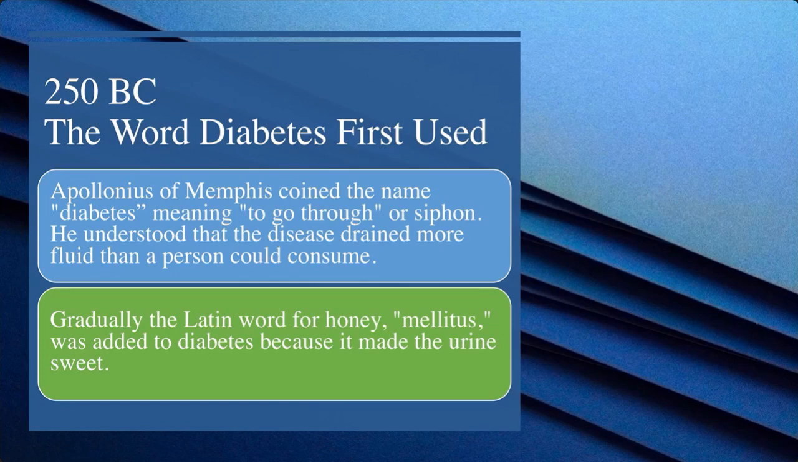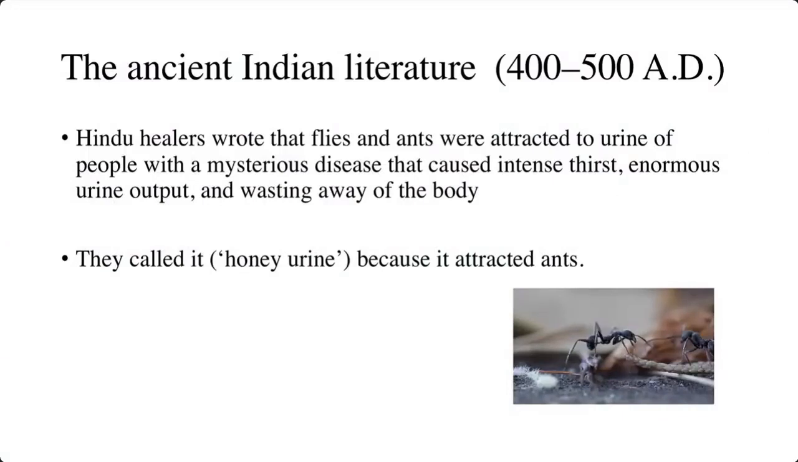The word mellitus came from Latin and was added to diabetes, and it means honey. So it means that the person produces a lot of urine, which is sweet. In ancient Indian literature, the Hindu healers wrote that flies and ants were attracted to the urine of people with a mysterious disease that caused intense thirst, enormous urine output, and wasting away of the body. They called it honey urine because the insects were attracted to it.